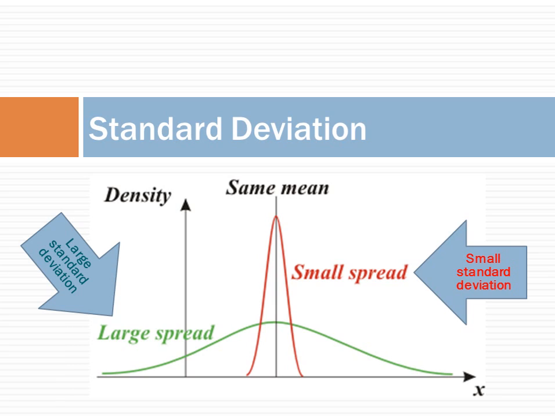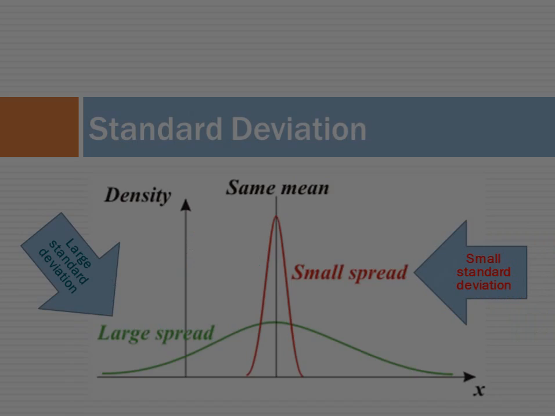Standard deviation is the measure of spread of data around the mean. If the spread is small, then the value of the standard deviation will also be small. If the spread is large, the value of the standard deviation will be large. We now have a measure for describing the spread of data around a mean.